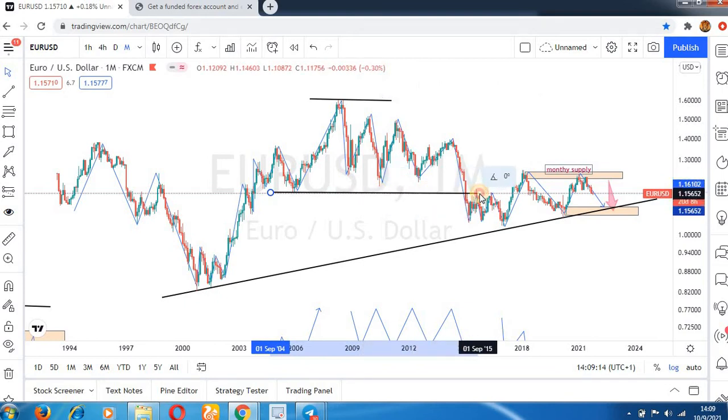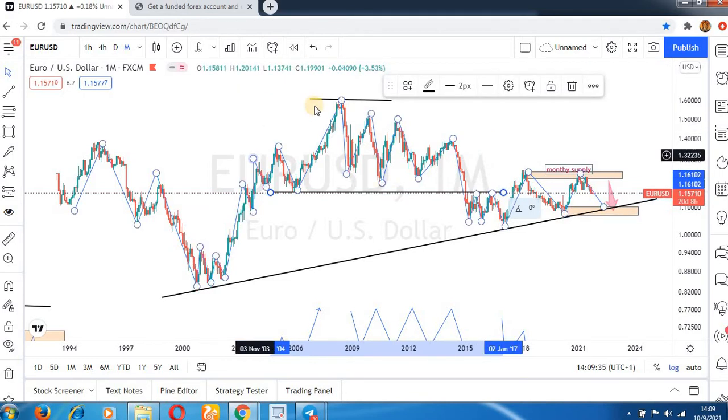Let me just extend it a bit. Now with what we have here, it means that at any point this low is taken out, we are looking at a downward structure. Price should be heading down. Right? Down. Price should be heading down.